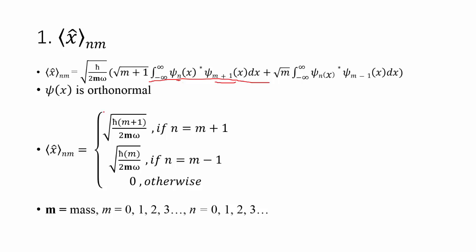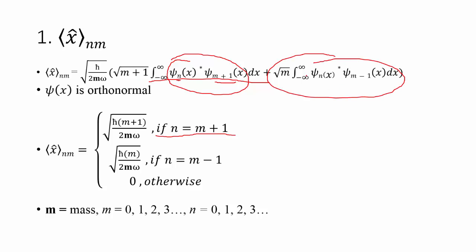So we can conclude that the expectation value of x equals the square root of h bar over 2 m omega times the following. If n equals m plus 1, this part of the integral will be 1, and this part of the integral will be 0, and it just cancels out. And if n equals m minus 1, this part of the integral will be 1, and this part of the integral will be 0, and the square root of m plus 1 simply cancels out.